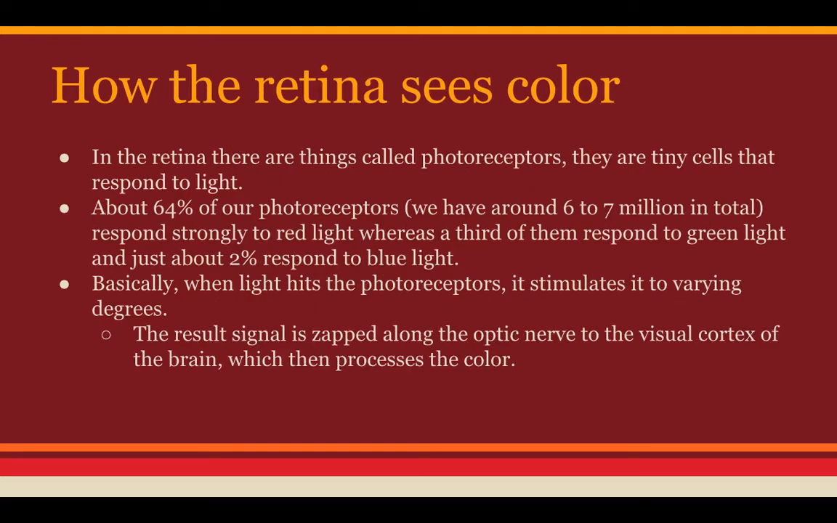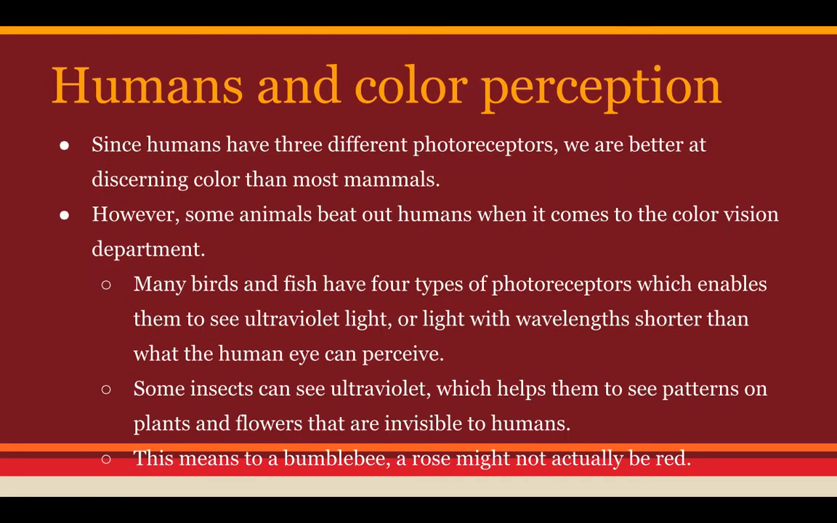How the retina sees color. In the retina, there are things called photoreceptors. They are tiny cells that respond to light. About 64% of the photoreceptors, we have around 6 to 7 million in total, respond strongly to red light, whereas a third of them respond to green light, and just about 2% respond to blue light. Basically, when light hits these photoreceptors, it stimulates them to varying degrees. The resulting signal is zapped along the optic nerve to the visual cortex of the brain, which then processes the color.